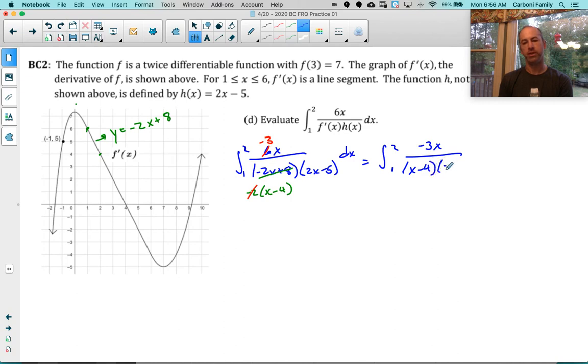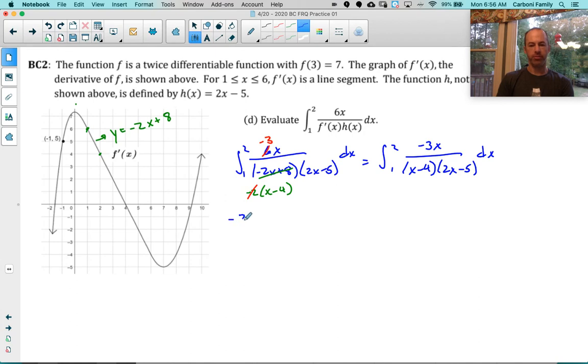4 times 2x minus 5. I'm always looking at algebra things that can be done to make the calculus a little bit easier. You should never turn off your algebra brain. Don't just dive into the calculus. While it would work, a lot of times it can make things a little bit uglier.